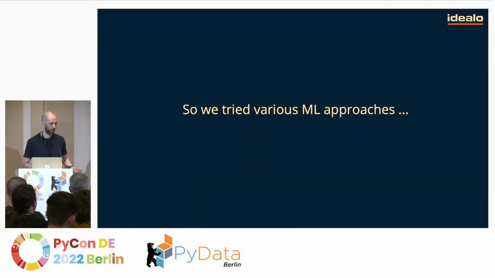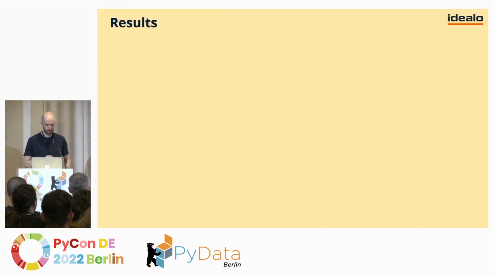So we tried various machine learning approaches, and I would like to show you the results straight away. I'm going to show you the results for various things that we tried out, and give you some details on each of the approaches. But we will then do a deep dive afterwards into the best performing approach, which is this transformer-based approach, just as an FYI. So let's have a look at the results.